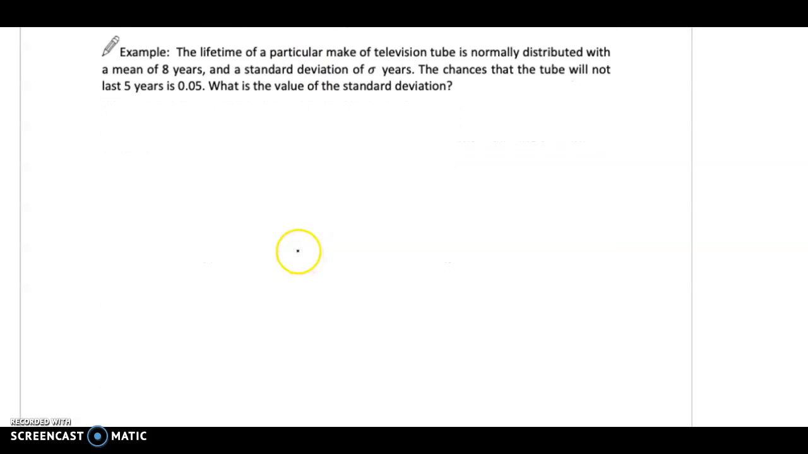The next one, again, we're doing with this X, which is approximately a normal distribution with mean 8 and variance sigma squared. But this time we're asked, what is the value of the standard deviation? A little bit more of a tricky thing. Notice the chance of the tube lasting less than 5 years is 0.05. Now, when they say 0.05, this is a probability.